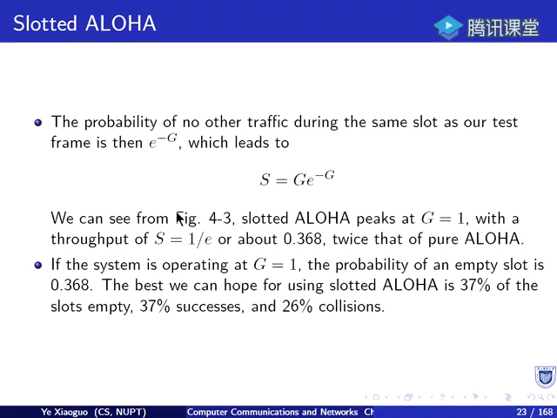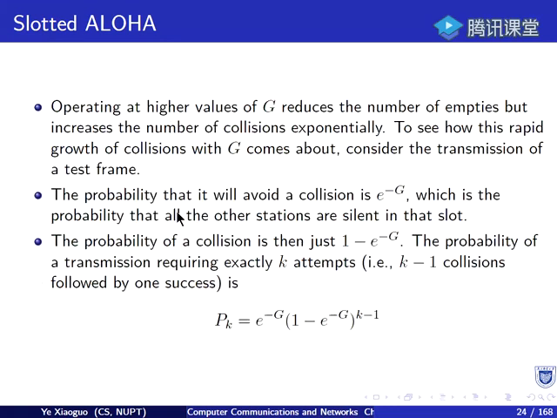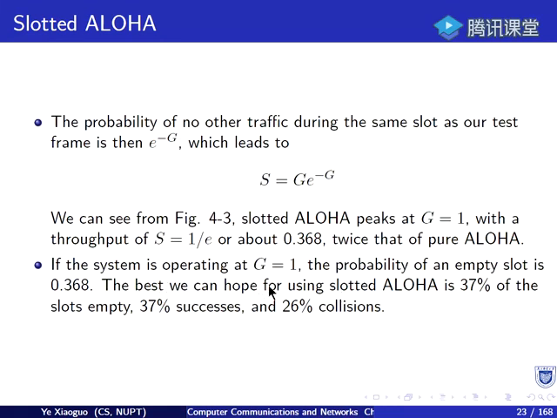Then slotted Aloha, we know that the best that we can hope for using slotted Aloha is double that of pure Aloha. It is 37% of the slots empty, 37% successes, and 26% collisions. Anyway, the performance of slotted Aloha is 37%. It doubles the performance of pure Aloha.